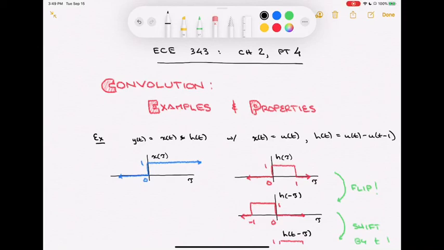This is ECE 343 Signals and Systems. This will be the fourth part of Chapter 2. Last time we introduced the idea of convolution. This lecture we will spend some time going through several examples of carrying out the convolution integral, and then we'll look at some properties of convolution that give us additional insight and help simplify certain convolution operations.